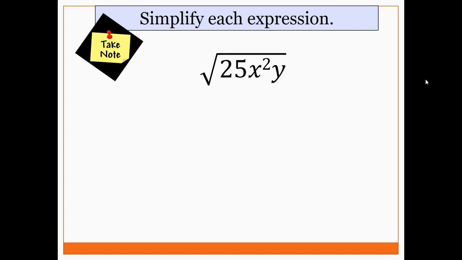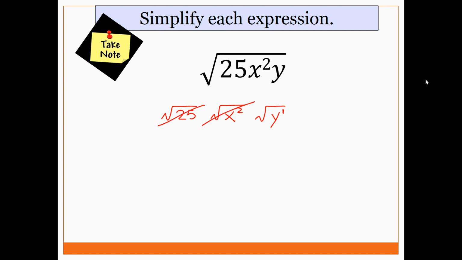Okay, this time we have two variables. So let's break it down. First, we have the square root of 25, which happens to be a perfect square, so that's good. Then we have the square root of x squared, which happens to be a square root as well. And then we have the square root of y. There's an invisible 1 right there, so that's not a perfect square. We cannot take the square root of that. But we can take the square root of these two.